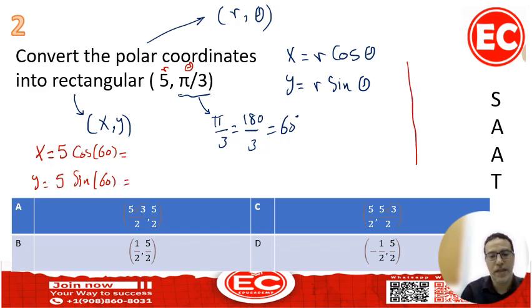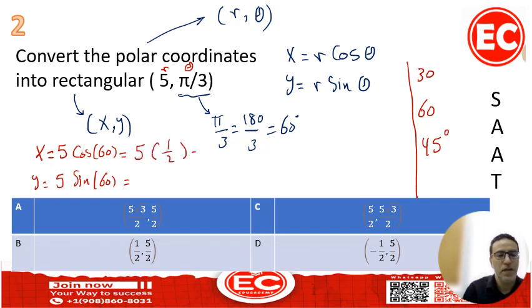Don't forget that before you go to the Tahsili test, you should be aware of the sine and the cosine of the angle 30, the sine and the cosine of the angle 60, and the sine and the cosine of the angle 45. So it's 5 multiplied by the value of cosine 60, which is half, so it's 5 over 2. And sine 60 is root 3 over 2. So 5 multiplied by root 3 over 2 is 5 root 3 over 2.